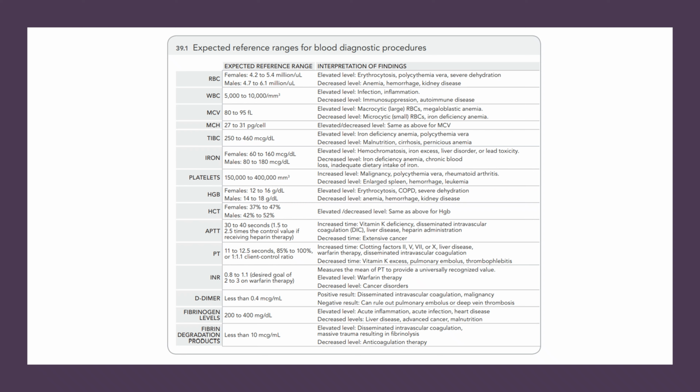Think of it this way. If a construction site, your body, needs to transport materials, oxygen, the number of delivery trucks, the red blood cells, the amount of cargo of each truck, hemoglobin, the total percentage of trucks on the road, hematocrit, and the availability of a repair crew for accidents, platelets, all need to be in good working order.